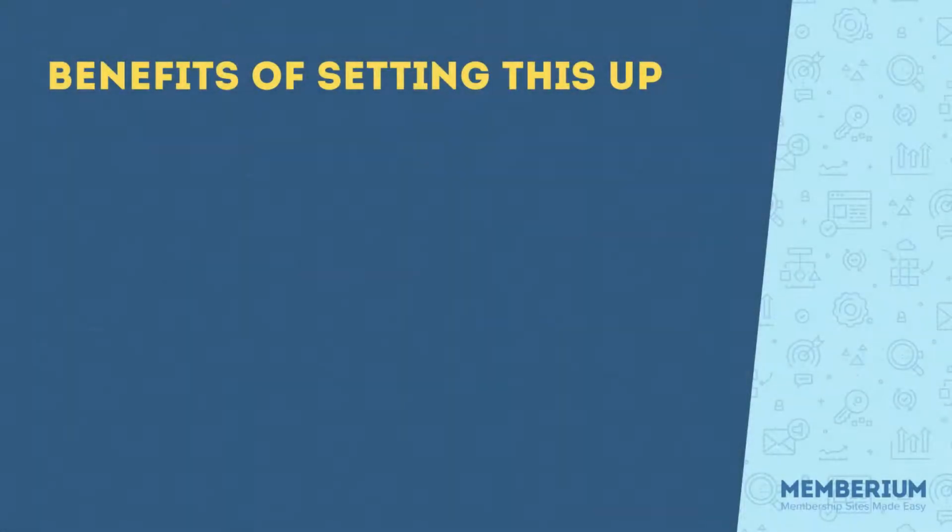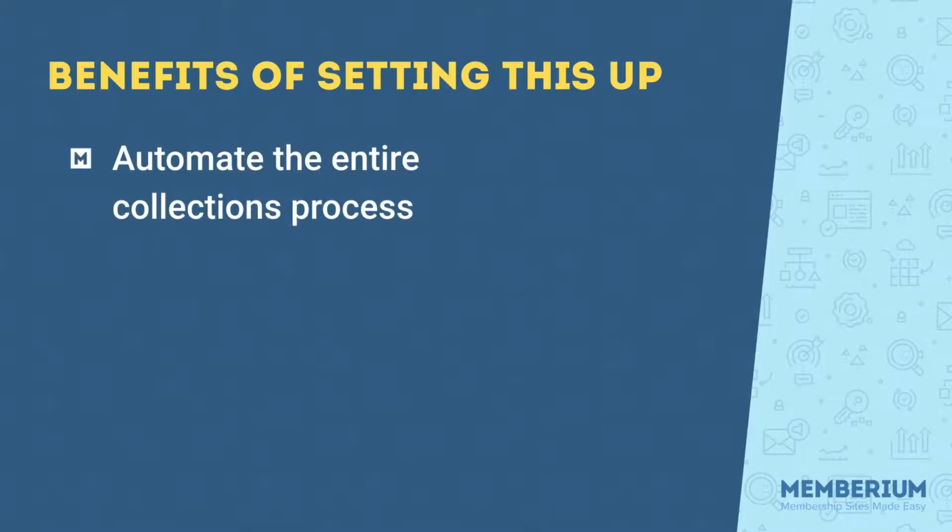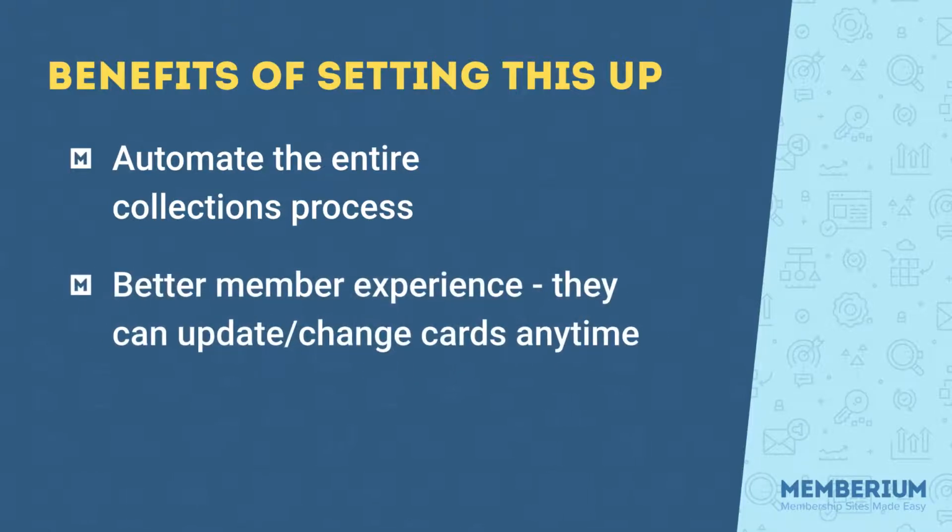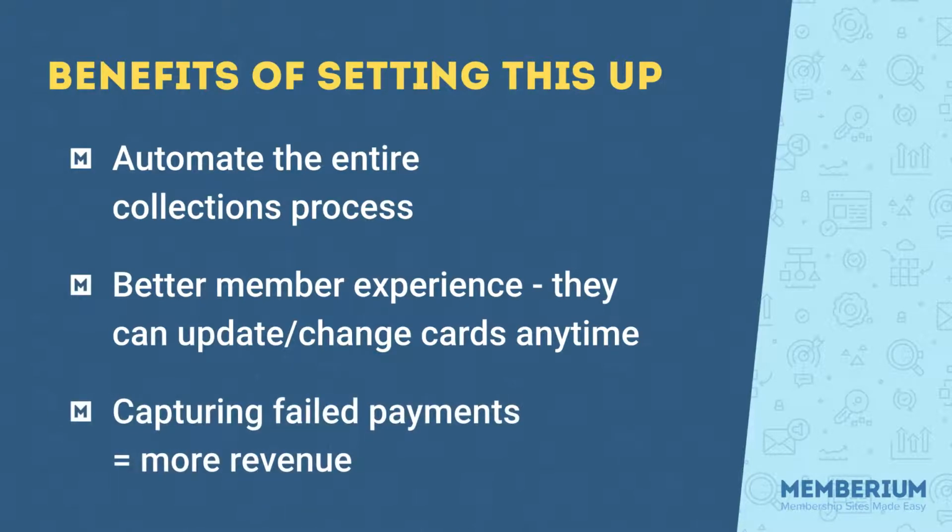The benefit to actually setting up this automated system here is, I've listed 3 here, there's several, but the first one is you can automate the entire collections process, so you're not manually emailing people saying your payment failed. It's all automated, so they can get the emails automatically, log into the site by themselves, and update their card. The second thing is that it's a better member experience, so they can update or change their card anytime, potentially even before it expires. That way they don't even receive the emails and their access continues without interruption. And the last reason, probably the most important, is that capturing these failed payments is more revenue for your site. With that being said, let me show you how to set this up now.